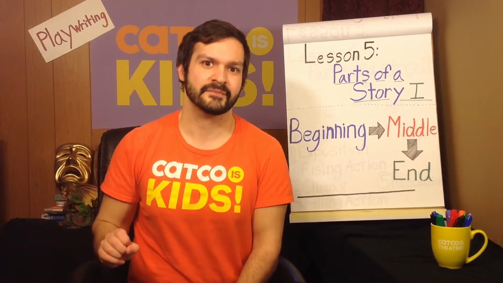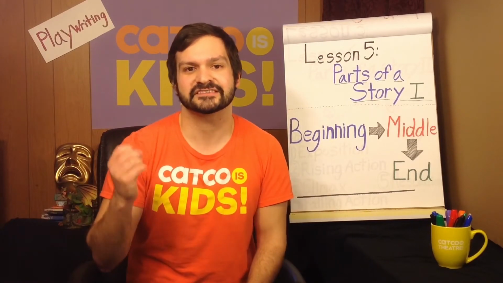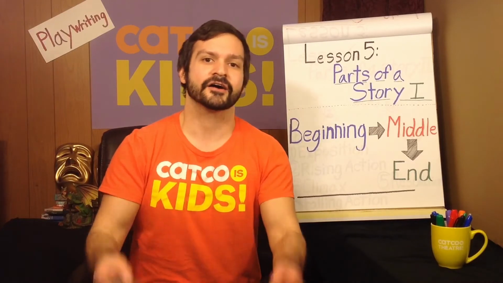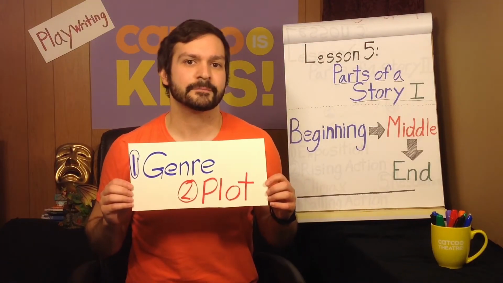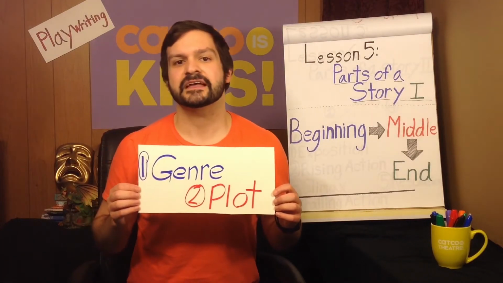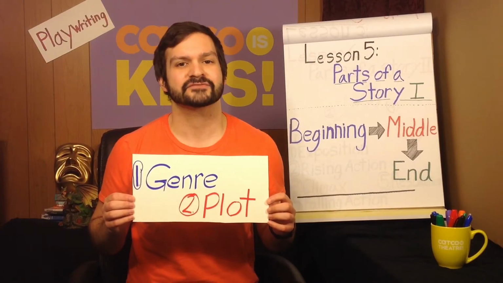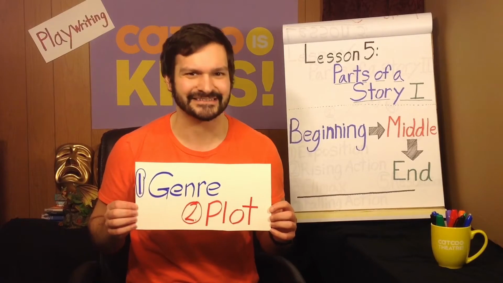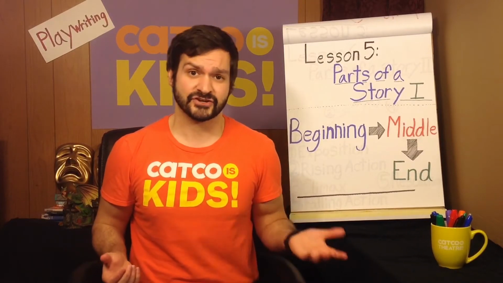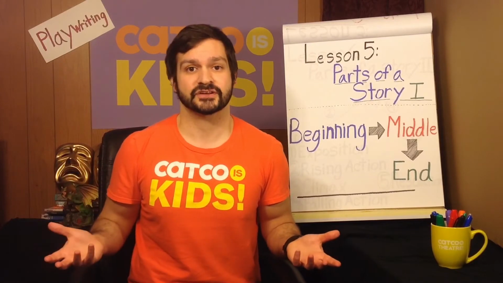Before we jump into the parts of a story, there are 2 words that I want to make sure we talk about because we haven't discussed them yet. They are genre and plot. So let's begin with genre. When we talk about genre, we are talking about the type or kind of a story. There are 2 main genres: fiction and non-fiction.